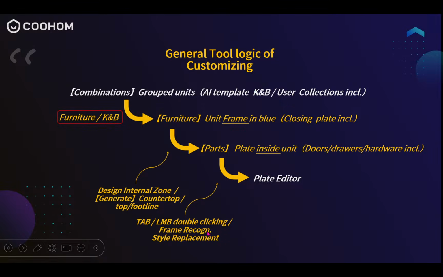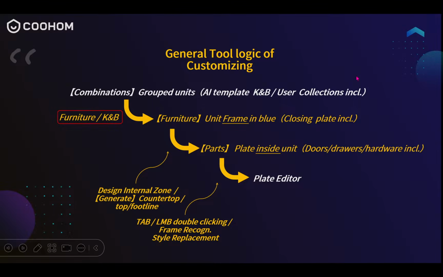We also need to use those frames. You need to use either of these two frames to do the recognition and then even do the style replacement. Thanks to the frames, we can design the internal zone according to the position or procedure. The frame is very essential. So this is the main logic. After that you can generate the countertop, a foot line or something. So this is the main construction, or main logic, in our customized tool.